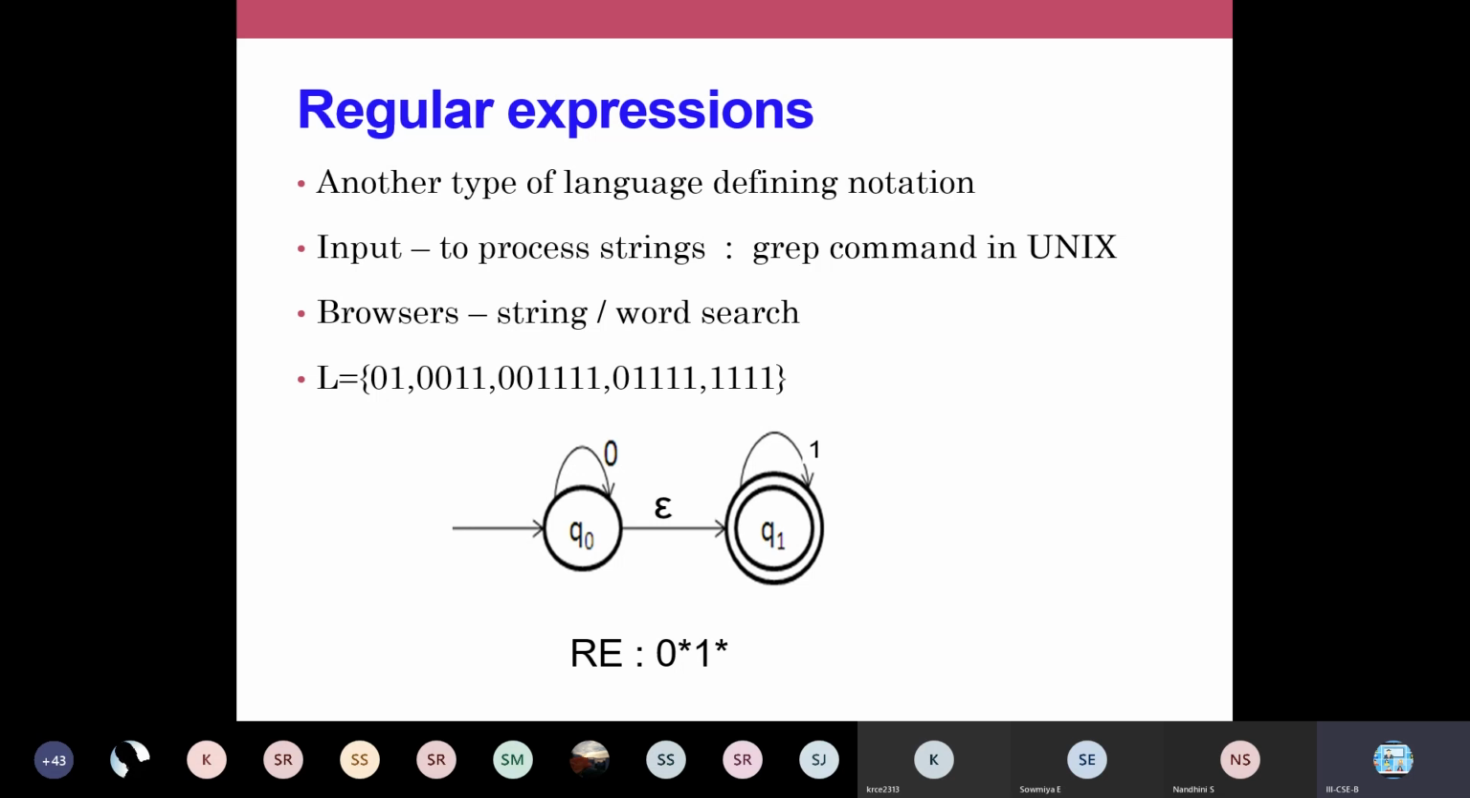If you have an automata like this, I can define the regular expression as 0 star 1 star. Your regular expression will have operators in it. 0 star 1 star denotes some set of zeros, closure of zeros, followed by some number of ones, that is, repetition of ones. So that is defined as 0 star 1 star.